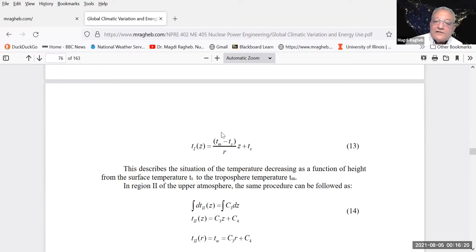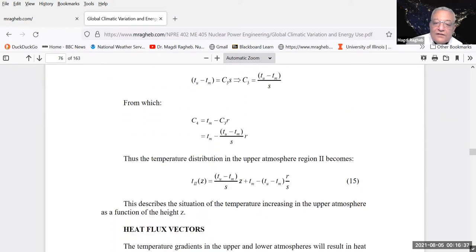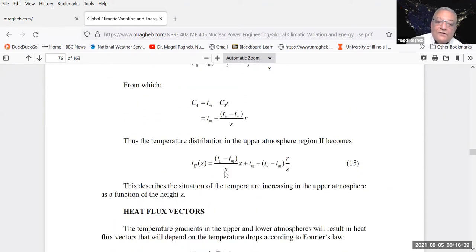And you can see, again, it's a straight line depending on the differential between the temperature and the surface temperature of the Earth. In region 2 of the upper atmosphere, we can do the same thing: integrate once and integrate twice. You get two constants of integration. We apply the boundary conditions. You can follow the detail there, and you also get the temperature distribution in the upper atmosphere.